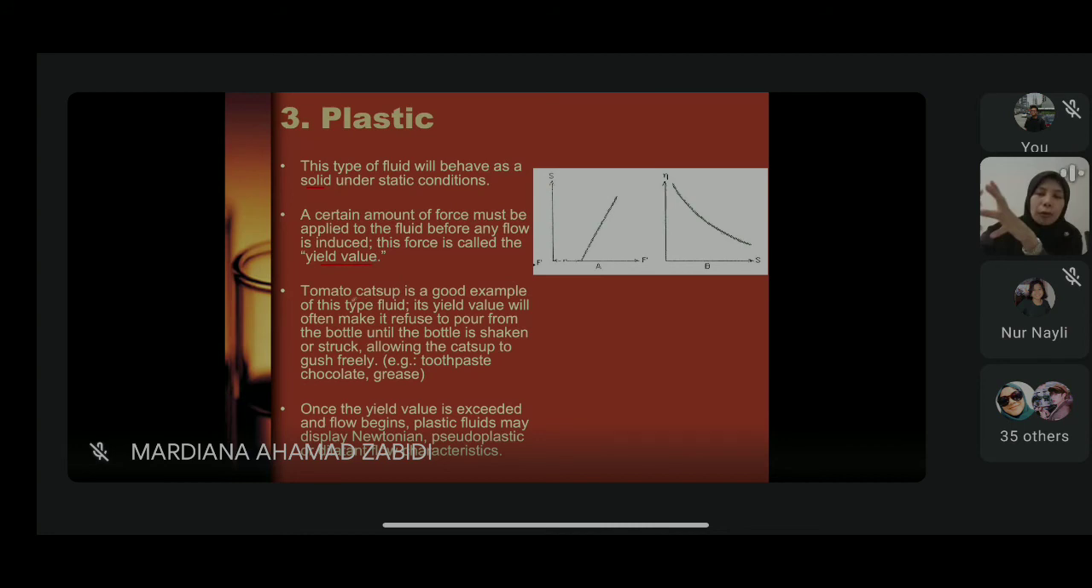So tomato ketchup, ketchup ni dia punya spelling ni ada dua lah. Satu memang this is the spelling and another one is KETCHUP, ketchup. Okay, tomato ketchup ataupun chili sauce in Malaysia is a good example for this particular type of plastic characteristic. Okay, whereby the yield value tu, the additional force, will often make the material refuse to pour out from the bottle until the bottle is being shaken ataupun struck, whereby only then the tomato ketchup is allowed to flow out from the bottle freely.